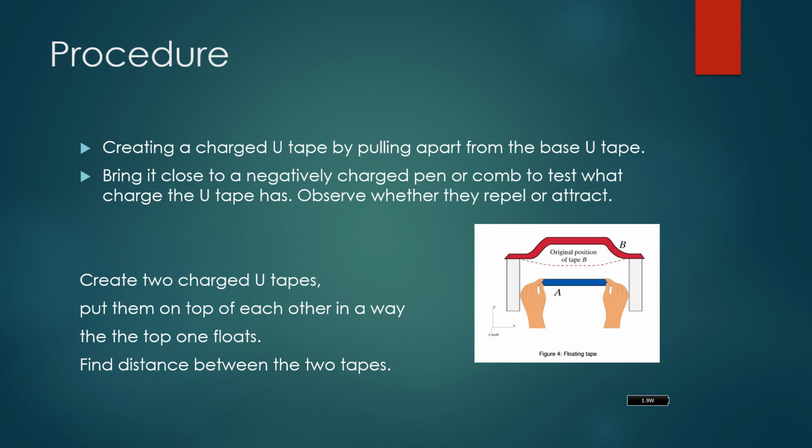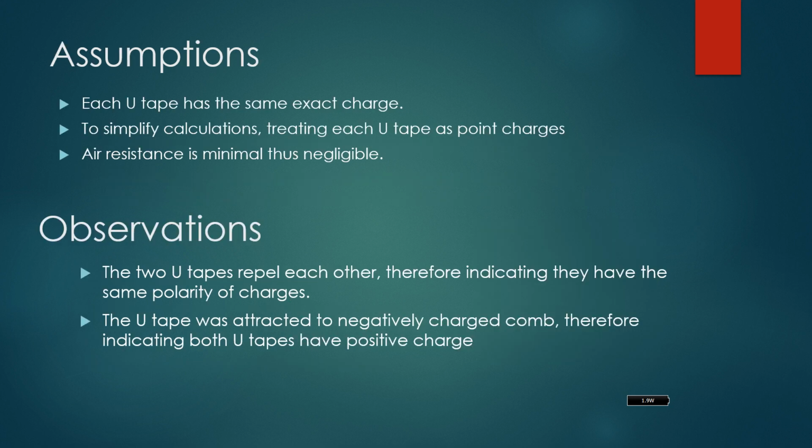Then we move on to create two charged U-tapes and put them on top of each other in a way that the top one floats, and then we find the distance between the two tapes. More details can be seen in the picture. The amount of charge should fluctuate due to us touching it, but for simplicity's sake, we say that each U-tape has the same exact charge.